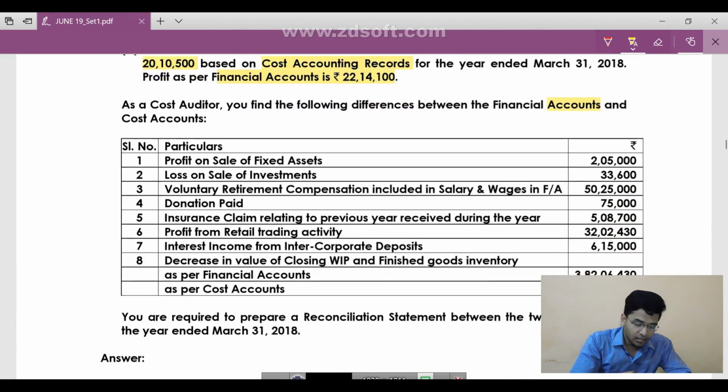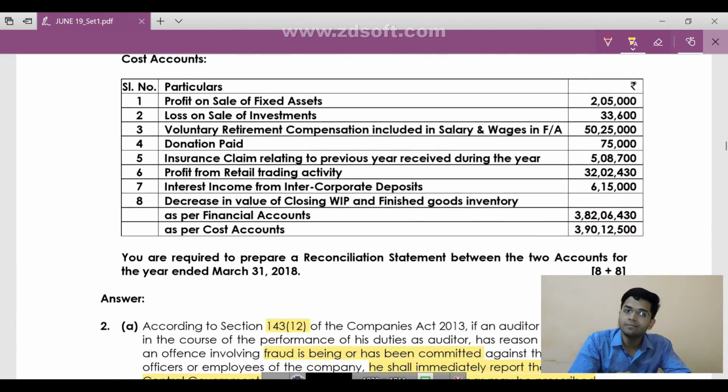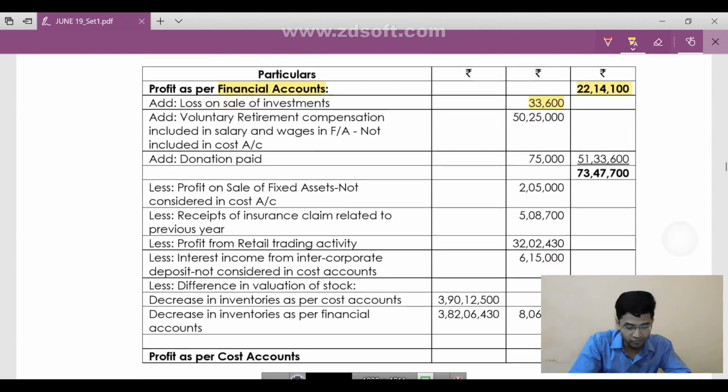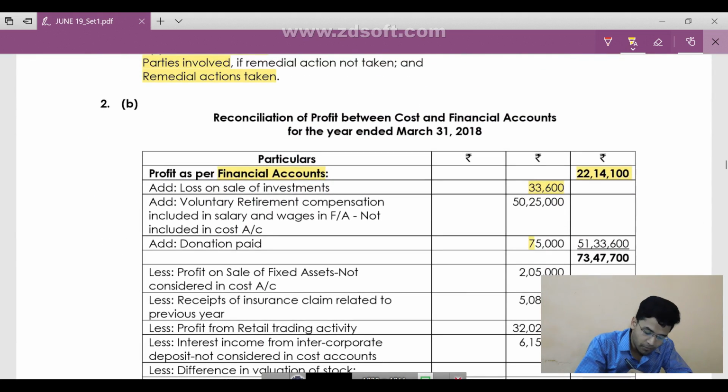Next, we have donation paid. Donation paid has been reduced from financial profit, so financial profit would be less. So we have to add donation paid to financial profit.